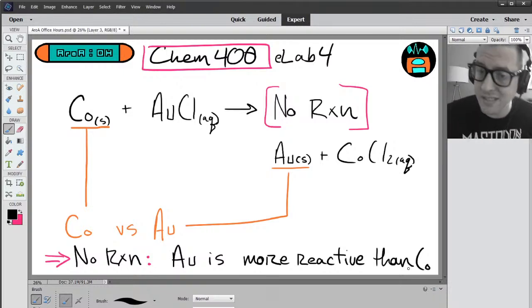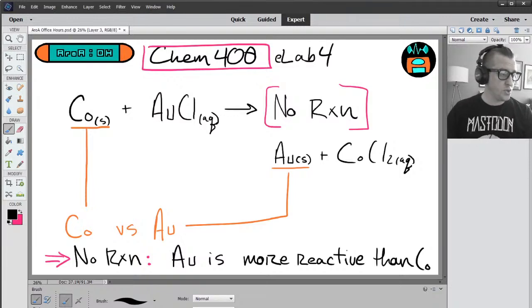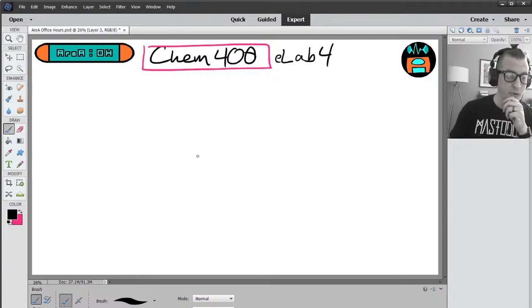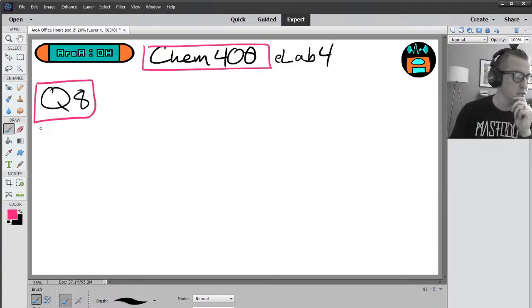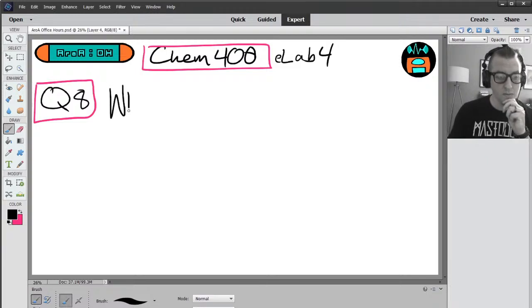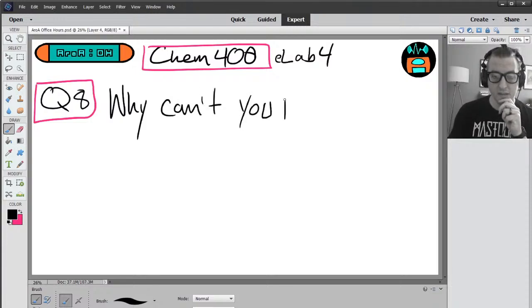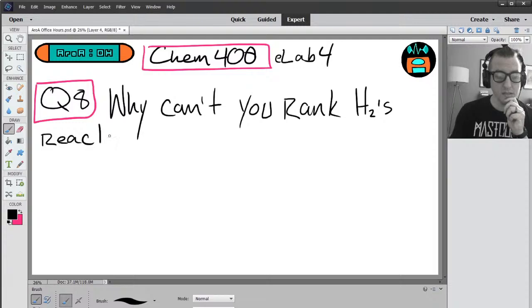And so they give you a series of these things to make an activity series, to rank which one's more reactive and which one is less reactive. And what question 8 is asking is: why can't you rank hydrogen's reactivity, based on your experimental data?